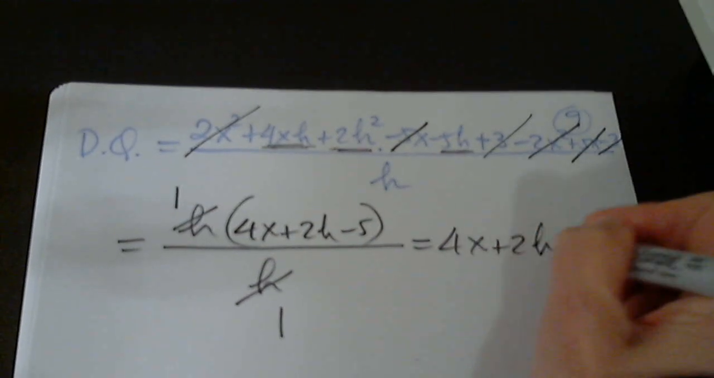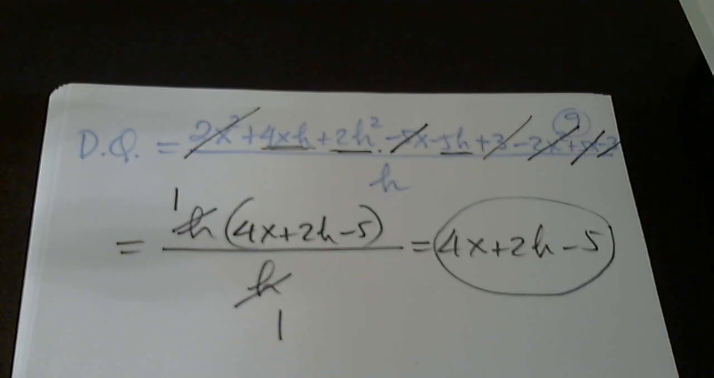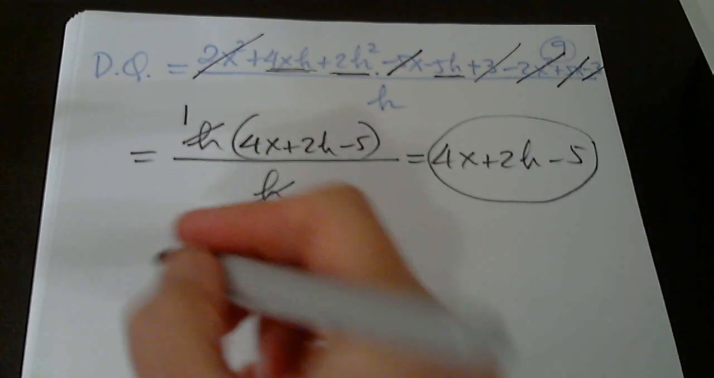4x plus 2h minus 5. Done. Do we understand the difference quotient? Yes. Perfect. I want to talk about domain.